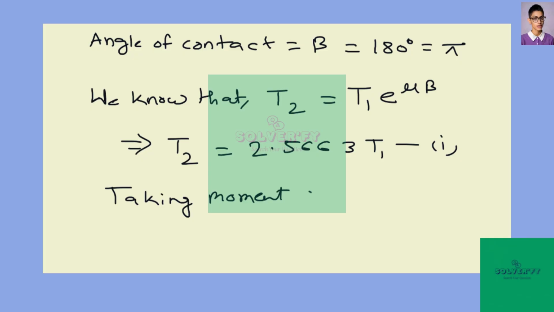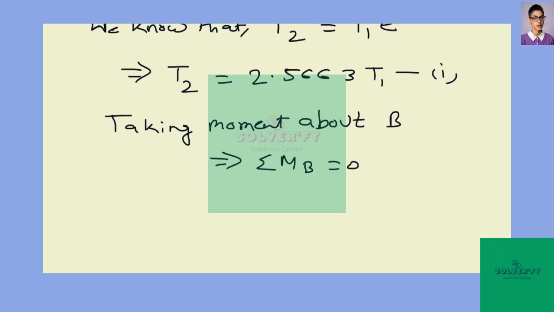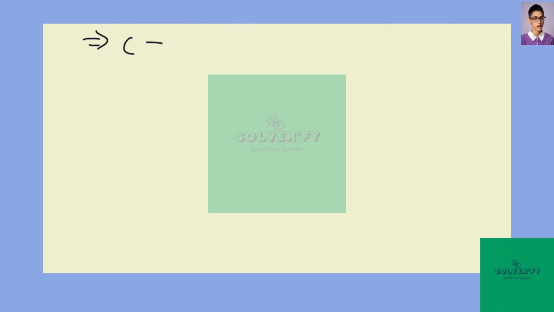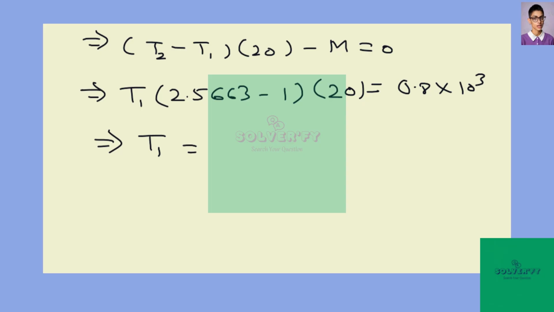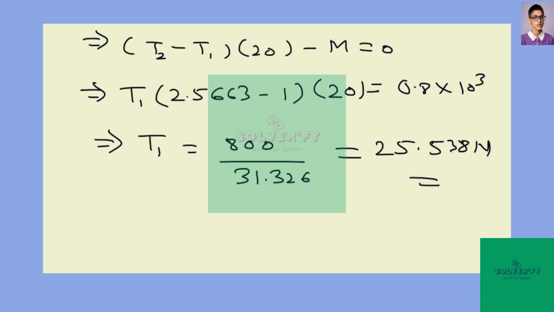Taking moment about point B, summation of MB is equal to 0. On going further, we can write (T2 minus T1) into 20 minus M is equal to 0, or T1 into (2.5663 minus 1) into 20 is equal to 0.8 into 10 to the power 3, or T1 is equal to 800 by 31.326. So T1 is 25.538.